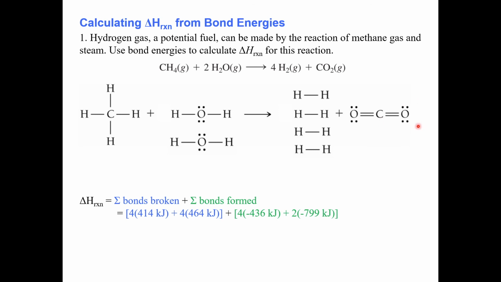So remember that little asterisk from table 10.3? Yeah, remember that value is negative 799 kilojoules in this case. Okay, so you do the math, and our answer here, our delta H reaction, is positive 170 kilojoules.